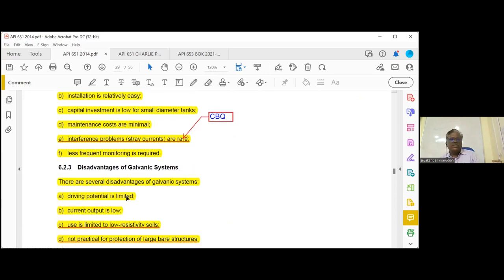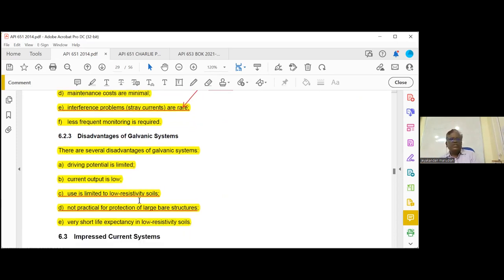What is the disadvantage? Driving potential is limited. The voltage generated will be very small. Current output is low, limited to low resistivity soil, not practical for large bare sections.